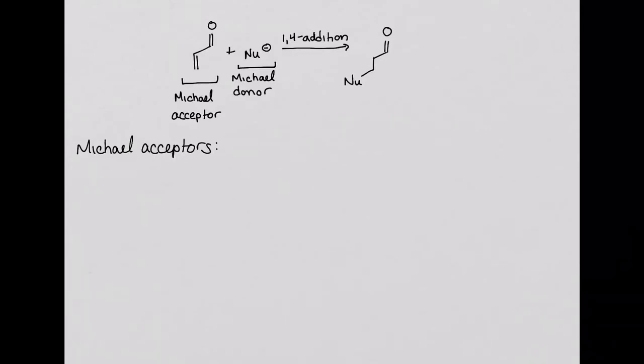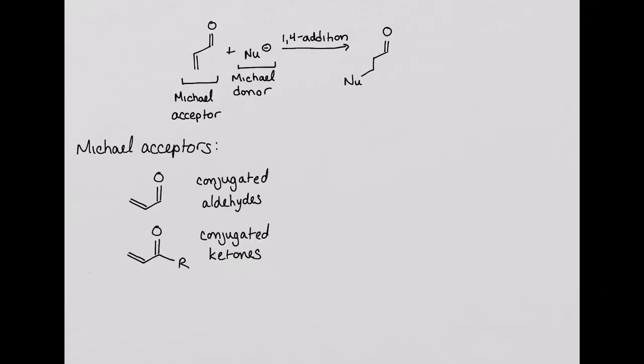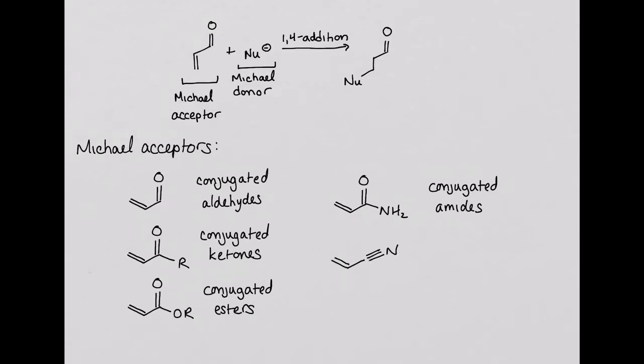For example, conjugated aldehydes, conjugated ketones, conjugated esters, conjugated amides, conjugated nitriles, or conjugated nitro compounds.